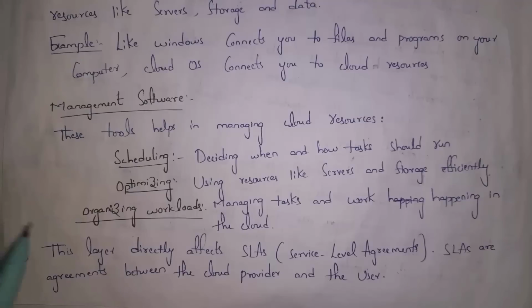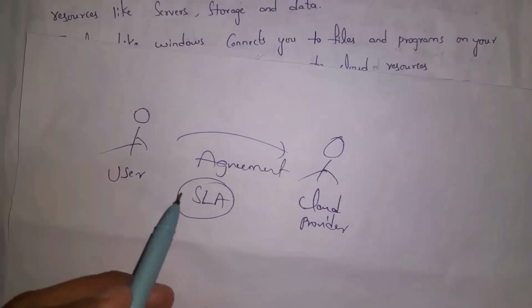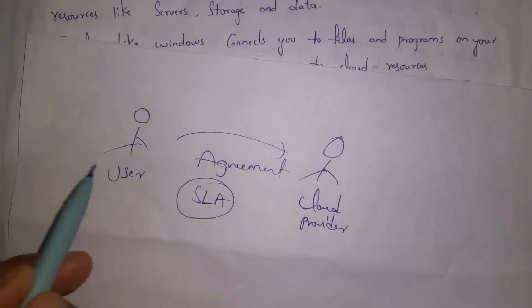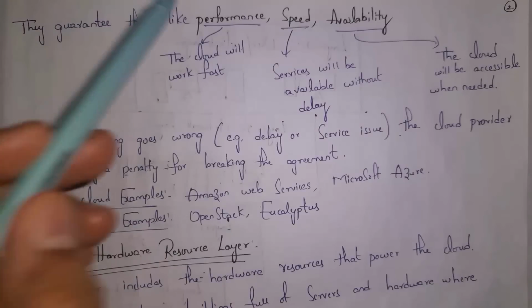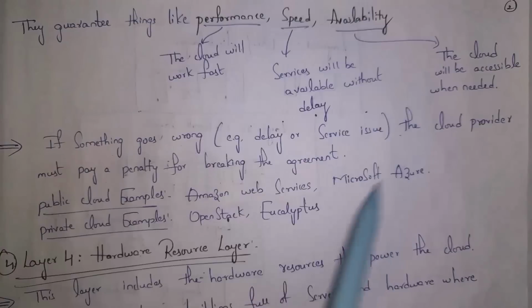And the third one is organizing workloads. By using management software, we can manage tasks and work happening in the cloud. And this cloud management layer directly affects service level agreements. Guys, service level agreements are the agreements between user and cloud providers. In a service level agreement, cloud providers will guarantee three things. They are performance, speed and availability.